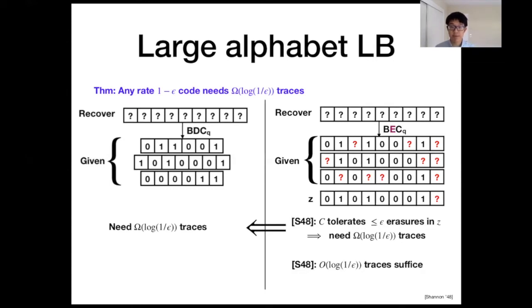In Shannon's classic paper, he also shows that there exist codes of rate 1 minus epsilon tolerating epsilon fraction of erasures, and that implies that log 1 over epsilon traces suffices for erasure channel trace reconstruction. And on the next slide, we're going to use this idea to show that log 1 over epsilon traces suffices for the deletion channel.